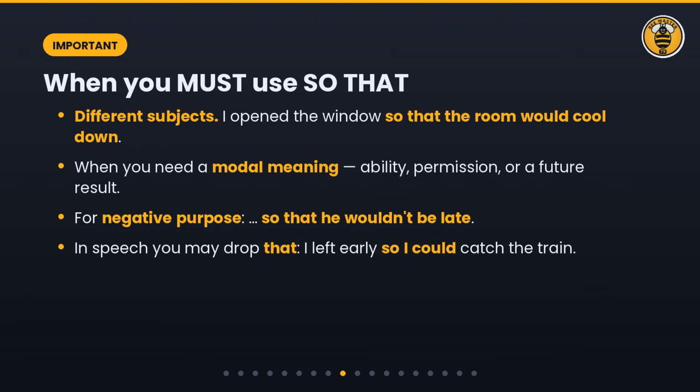Second, when you need the meaning of a modal, ability, permission, or a future result. And third, for negative purpose, which we will look at in a moment. One last note, and it is very useful for speaking. In informal English, you can simply drop the word that. I left early so I could catch the train. That is perfectly natural.